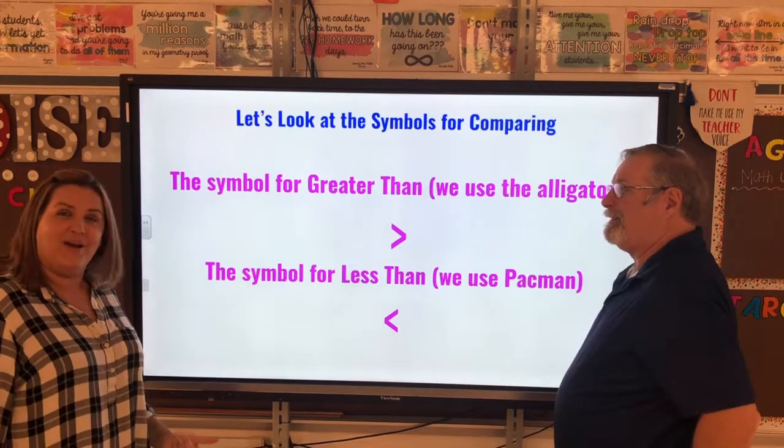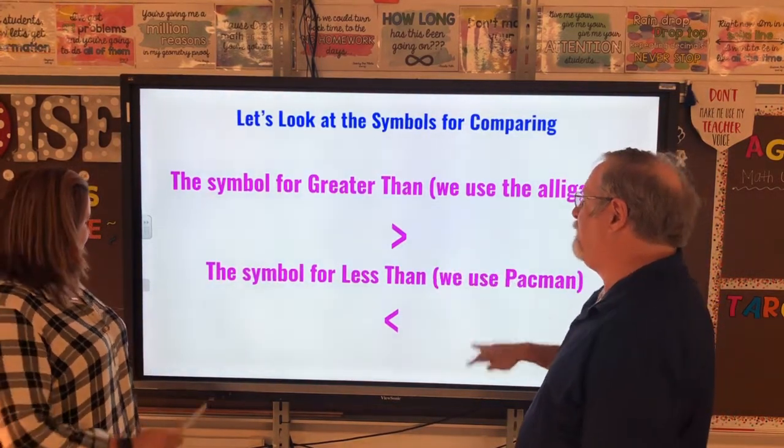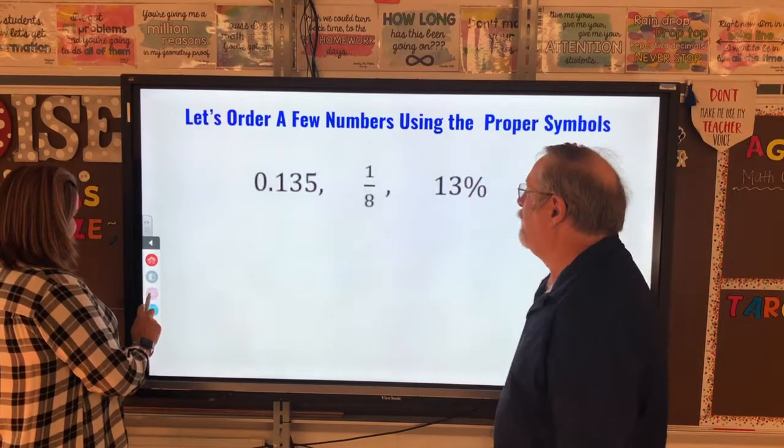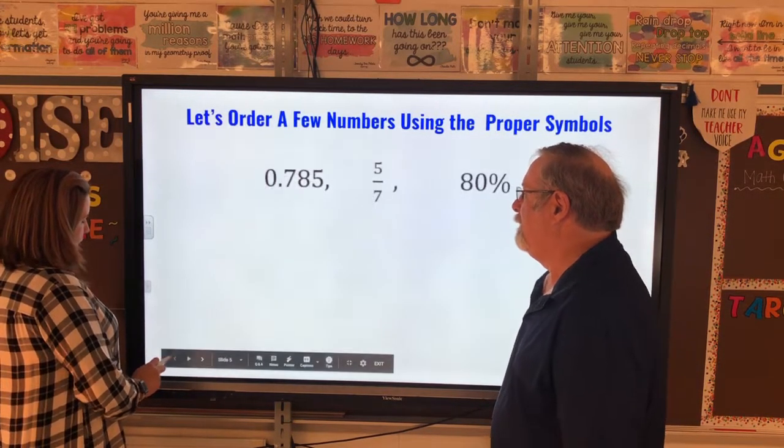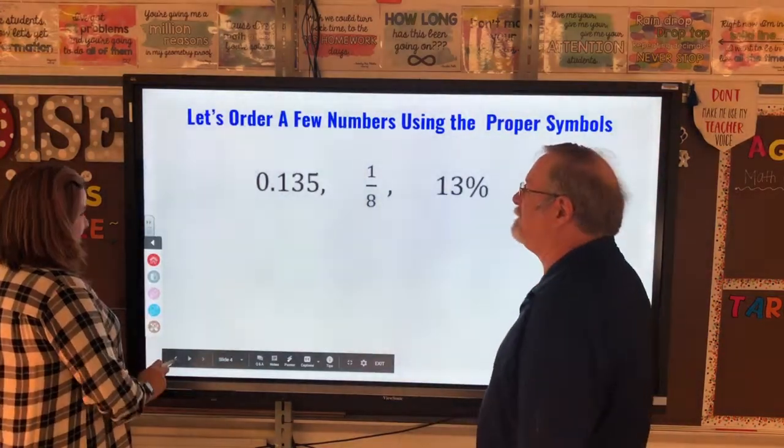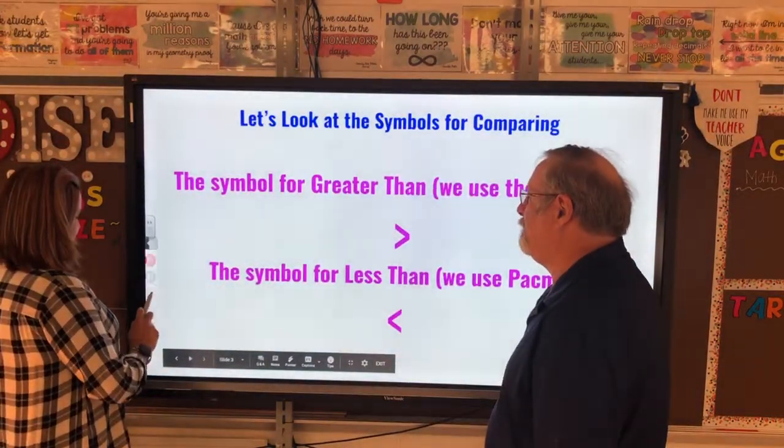Can I go first? Sure. But then you're going to draw your little alligator and your little things. I don't do that. I know. Every time, you change the screen. I know. She changed the screen. She did it on purpose. Where is it? There it is.